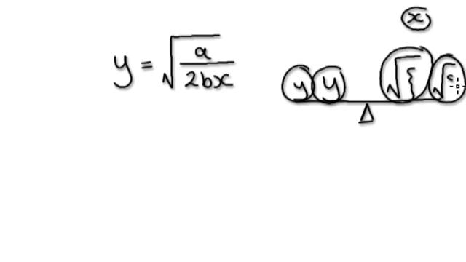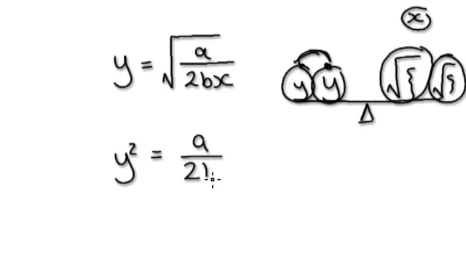So you can square both sides, meaning that you make a copy of it, and then you times each other. So you square both sides. So it would be like this. This side would be this, and this side would be a over 2bx.